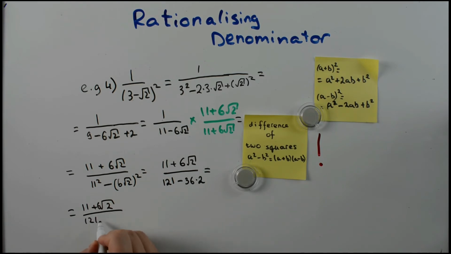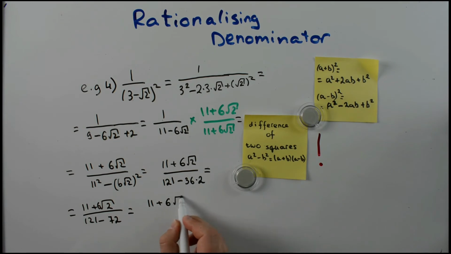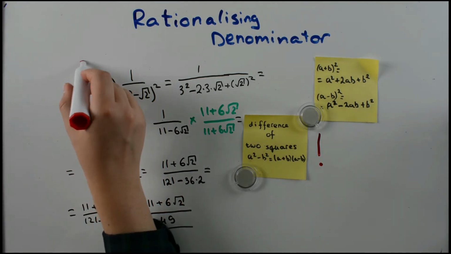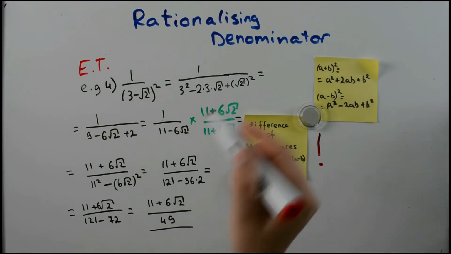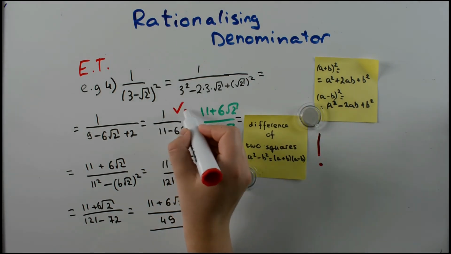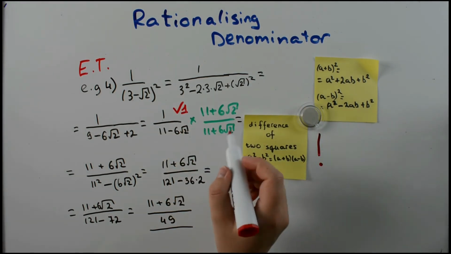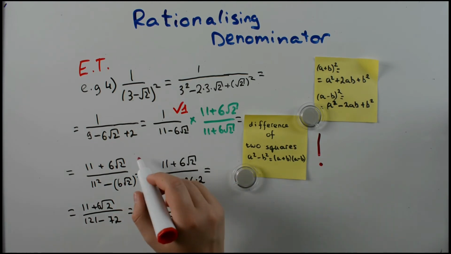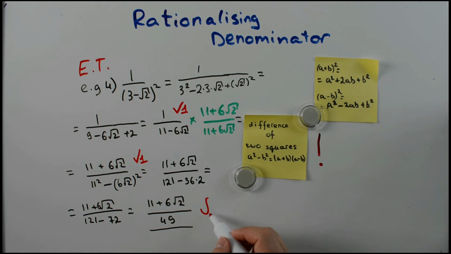Our final answer is 11 plus 6 square root of 2 over 49. None of the numbers 11, 6 or 49 have anything in common, so we can't simplify it any further. For exam techniques, we will get 1 mark first for expanding the brackets correctly, and then the second mark you're going to get for timesing it on your step 2, rationalizing the denominator, and the final mark for the correct answer.